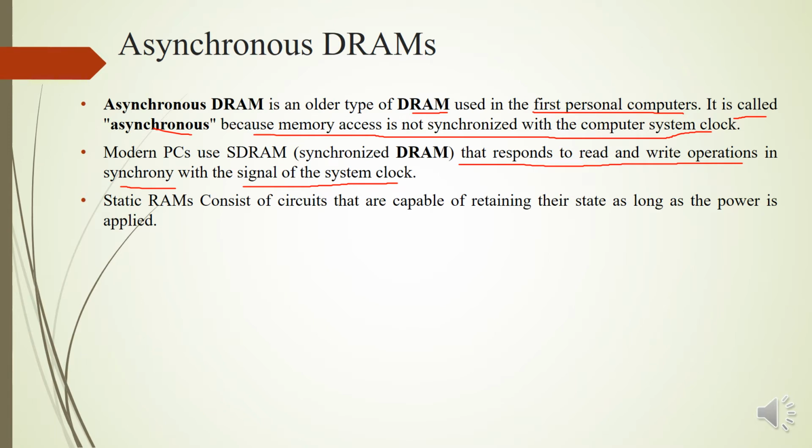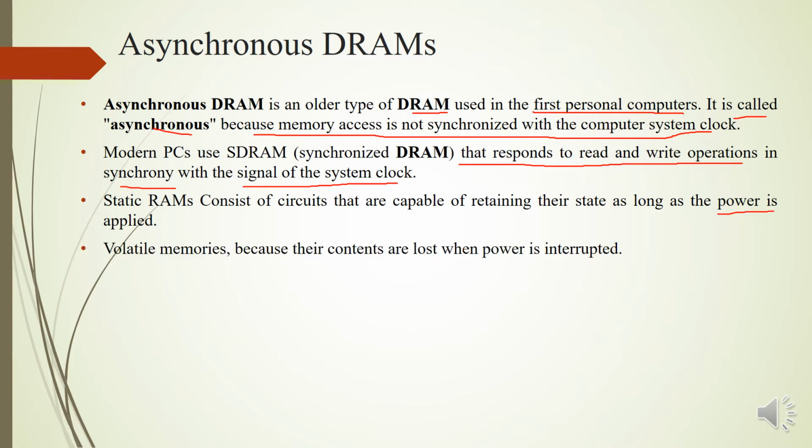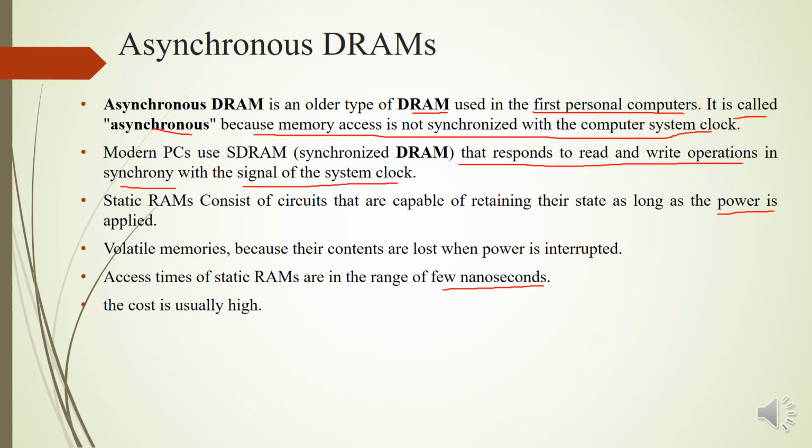Static RAM consists of circuits that are capable of retaining their state as long as power is applied. They are volatile memories because their contents are lost when the power is interrupted. The access time of static RAMs is in the range of a few nanoseconds, and the cost of static RAMs is usually high. These are the disadvantages of static RAMs.